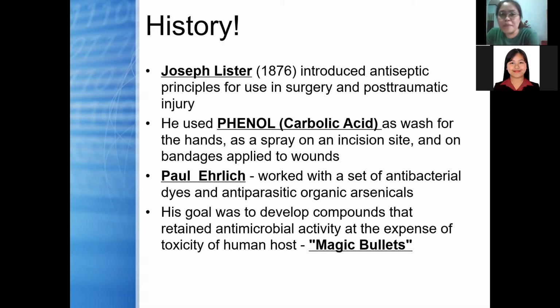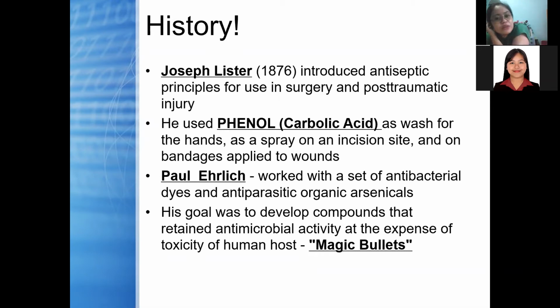Now, ano yung ginamit niya na antiseptic? It was actually phenol. Phenol ang iyahang gigamit na antiseptic. Other name of the phenol is carbolic acid. So, he actually used the phenol to wash the hands, even limpyuhan ang kanaganing incision site, kanang kuha sa hiwaan, and on bandages sa na gina-apply sa wounds.